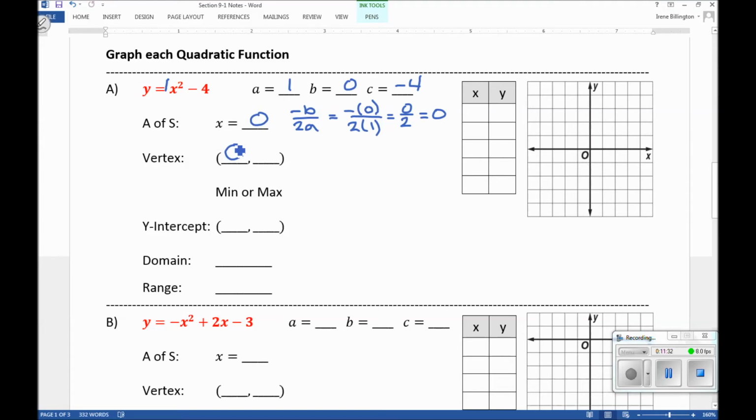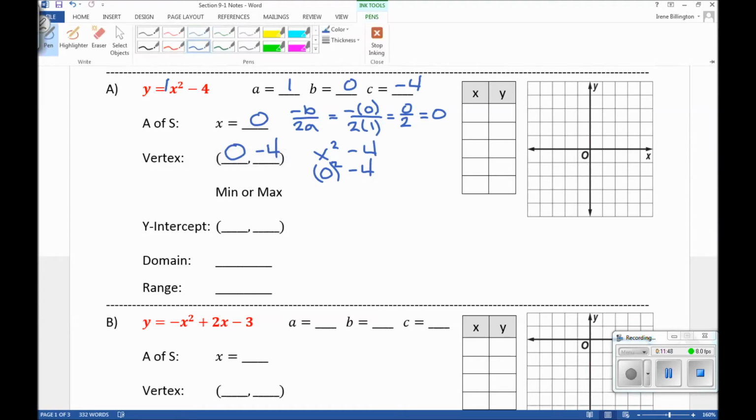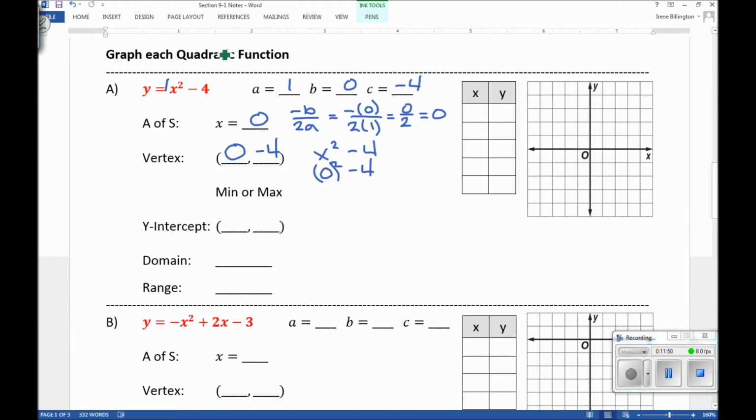Okay? We'll substitute 0 into our equation. 0 squared minus 4. Calculate that. You can do it mentally. You can use your calculator. Gives me negative 4. So my vertex is at negative 4. And I just want to point out real quick, once we know our vertex, we're going to take our vertex and go over to our table here. Our vertex goes in the middle of our table, okay? So we'll come back to that. Let's go ahead and finish answering all these questions.